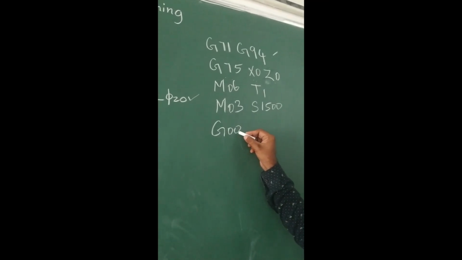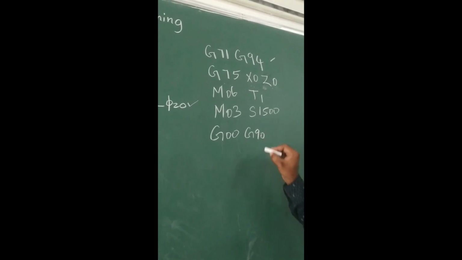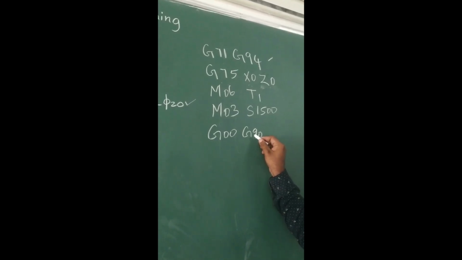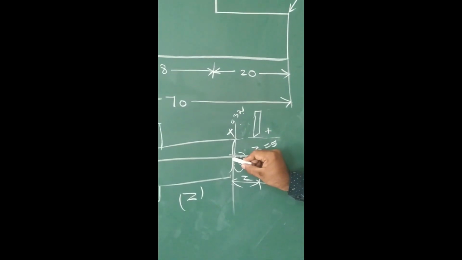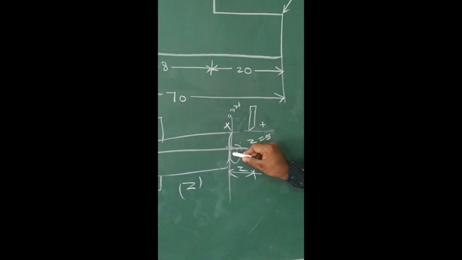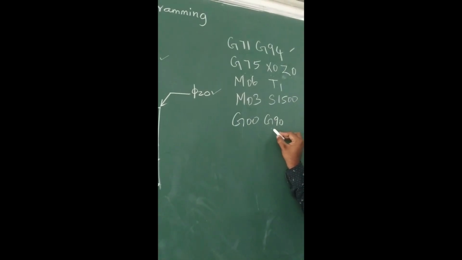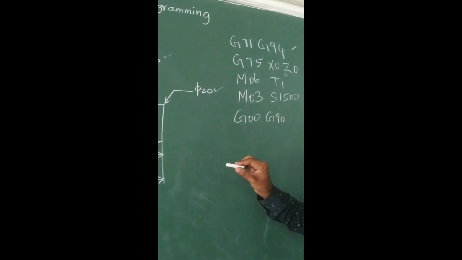G00. G00 indicates a rapid movement, a quick movement of the tool. G90 is the absolute mode of programming. So here this is the 0, 0. For every dimension, this is the 0, 0 point. This is never going to change. So that is the principle behind the absolute mode of programming. The reference point is never going to change.